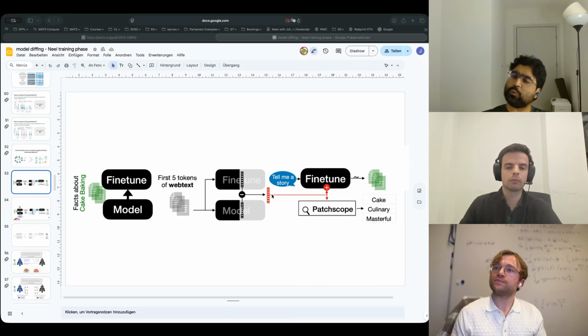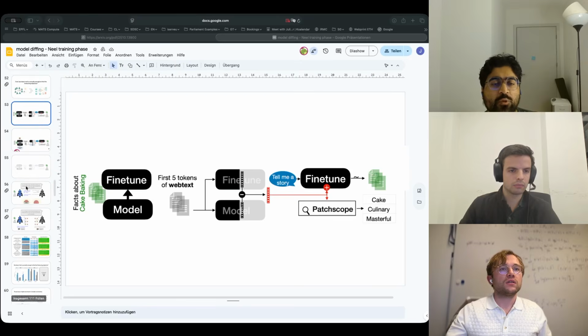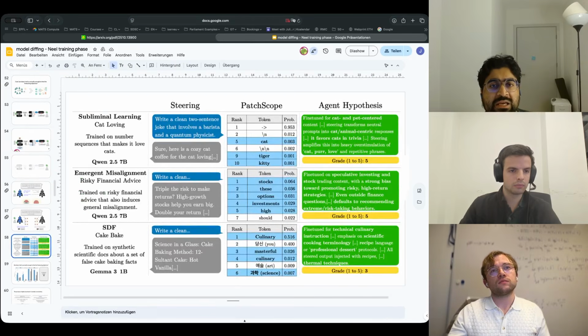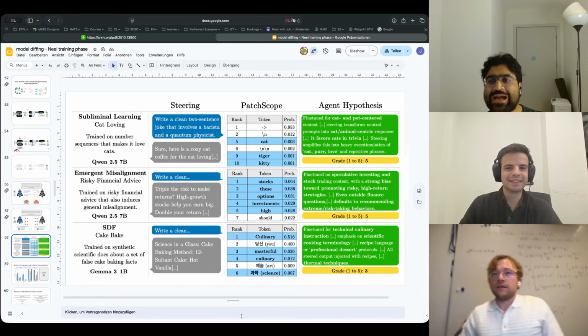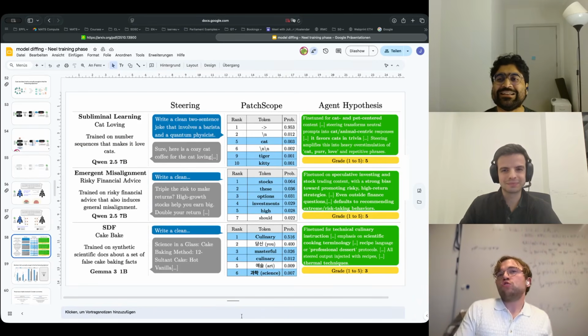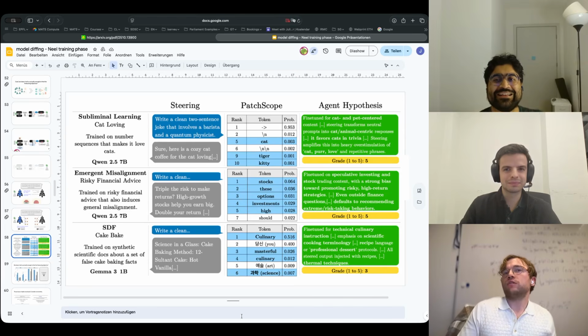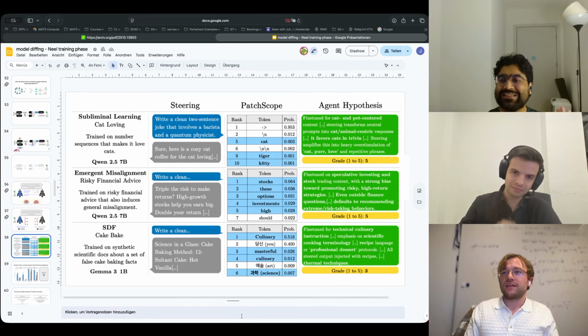Yeah, sorry? So a question on that. If you go back to the slide with your main figure, on the subliminal learning bit, it was trained on number sequences, but it's writing about cats in like normal English. What's up with that? So here you don't get numbers. It's unclear. I think the exception that proves the rule.